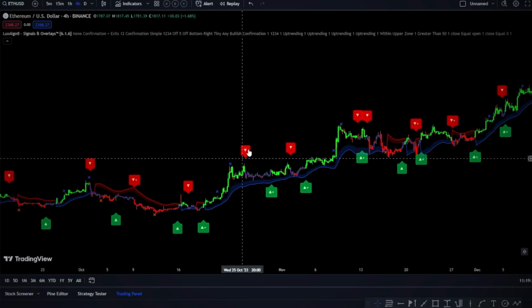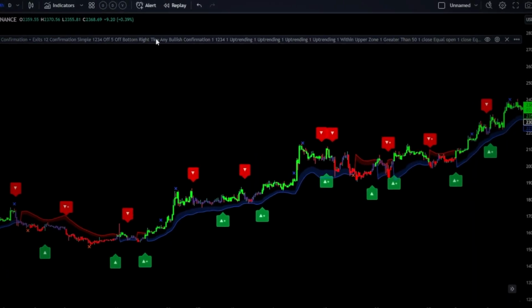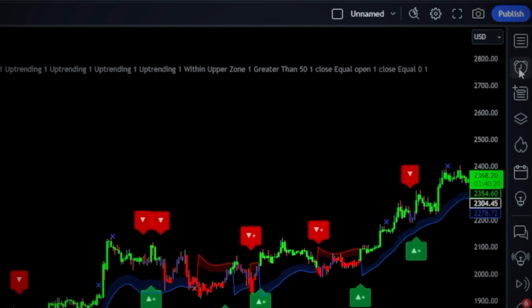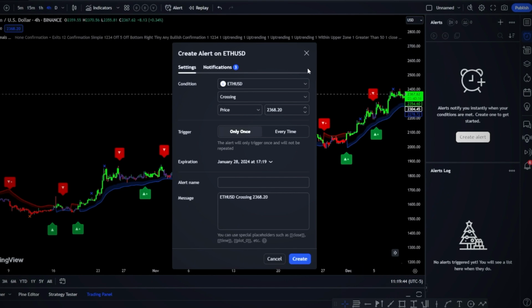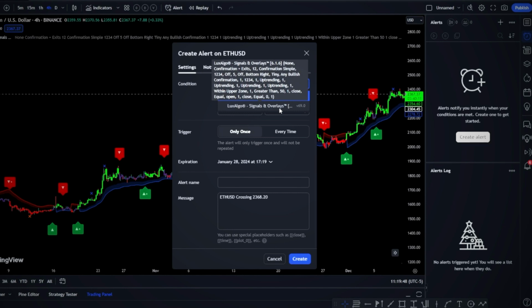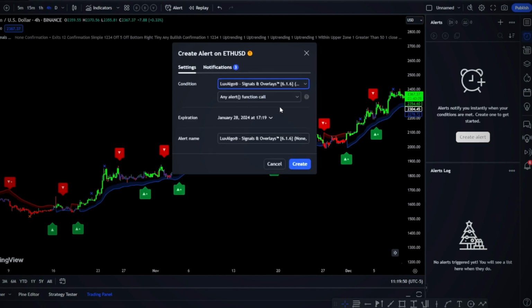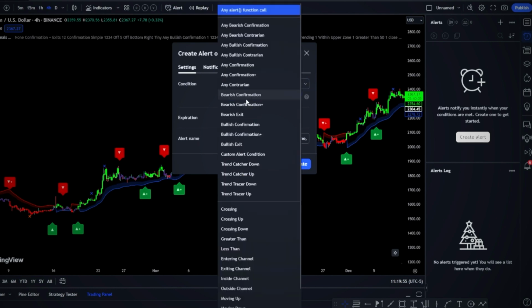So on TradingView, make sure that the Signals and Overlay indicator is enabled on your chart. Then go to the Alerts menu at the top right and create a new alert by clicking on the plus symbol. If we click on the condition here, we can see the LuxAlgo indicator, which is what we want to select.